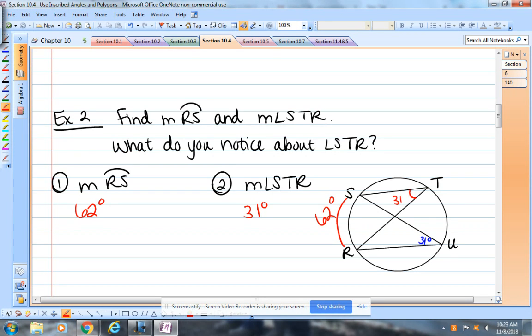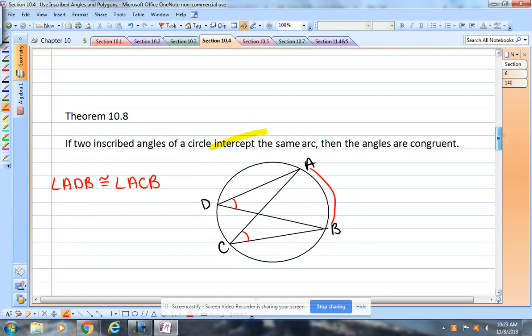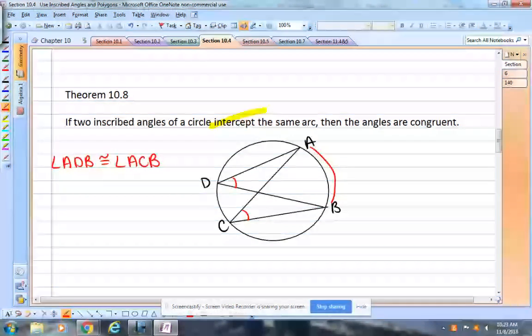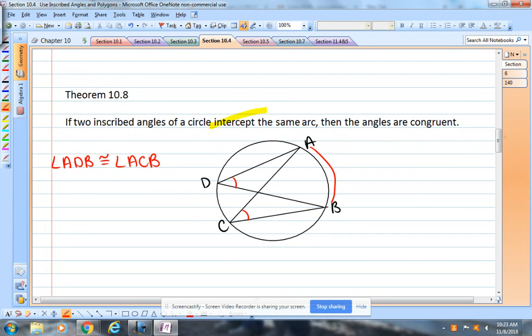So what do you notice about those two angles? They're the same. So I think we can say that if two inscribed angles intercept the same arc, then they are congruent to each other. And I think that's what the next theorem says. Oh, that's exactly what the next theorem says. If two inscribed angles of a circle intercept the same arc, then the angles are congruent. So your magic word to include in your notes is intercept.